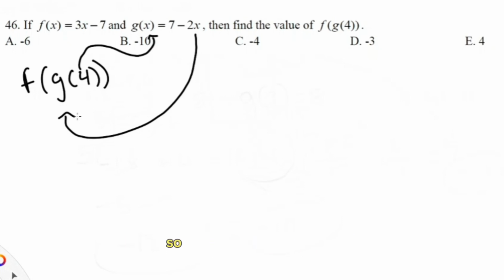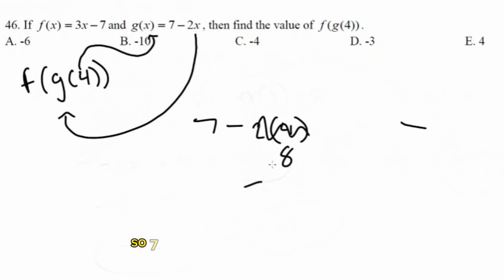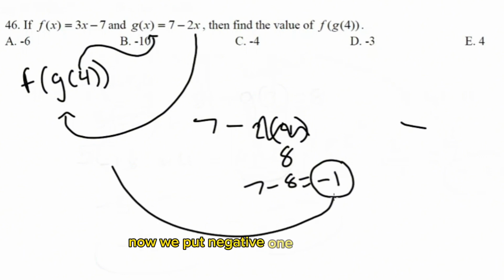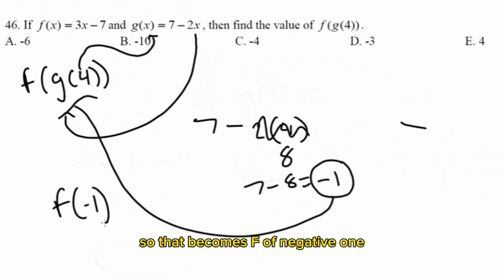So let's solve. So g of x is equal to 7 minus 2x, and we're substituting 4 for x. So 7 minus 2 times x becomes 2 times 4. And 2 times 4 is just 8. So 7 minus 8 equals -1. Alright, so that's the value of g of 4. Now we put -1 in right here. So that becomes f of -1. Now we solve for that.